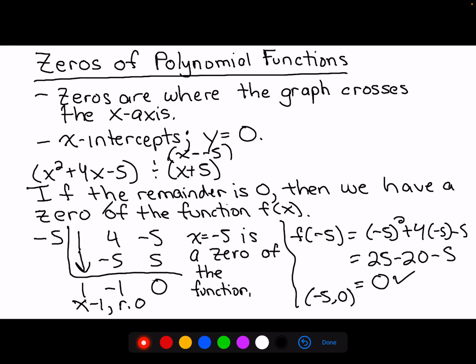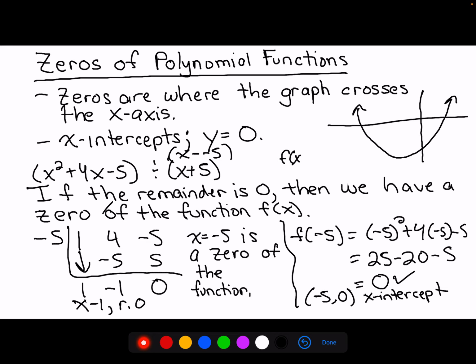So not only is negative 5 a 0 of the function, but negative 5 comma 0 is an x-intercept of the function. In fact, if you did a quick sketch of the graph, it would look roughly like this. It's a parabola. This is the parabola for f of x equals x squared plus 4x minus 5.